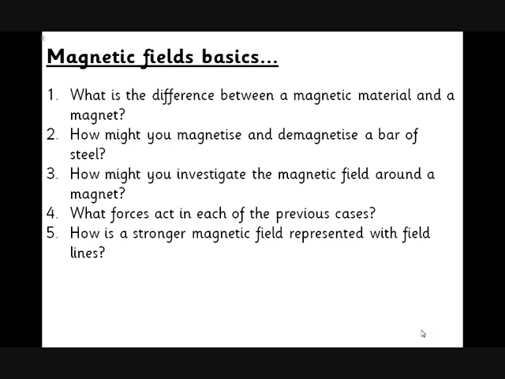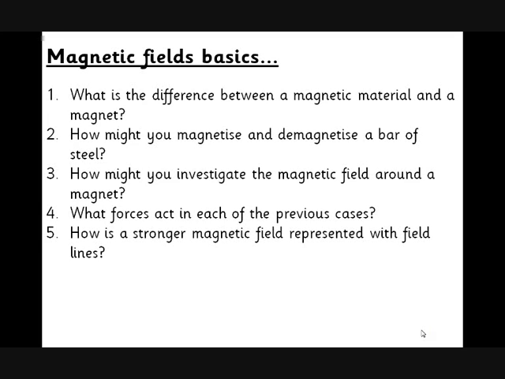What's behind the magnetism is very complicated, way beyond Year 13, and it's to do with the quantum spin of the electrons, the orbits of the electrons, and whether there are complete shells. But you can align all of these properties to make a magnetic material into a magnet. How might you magnetise and demagnetise a bar of steel? One way, which you might have seen in lower school, is by rubbing a magnet along the steel, and this does align some of these domains.